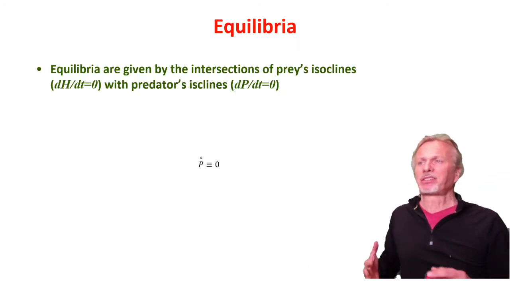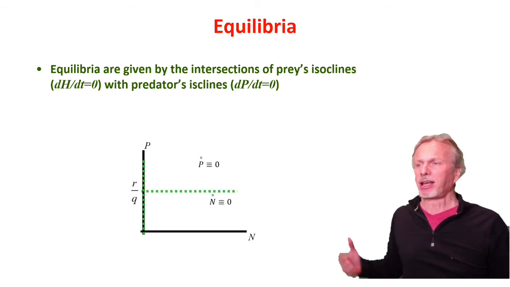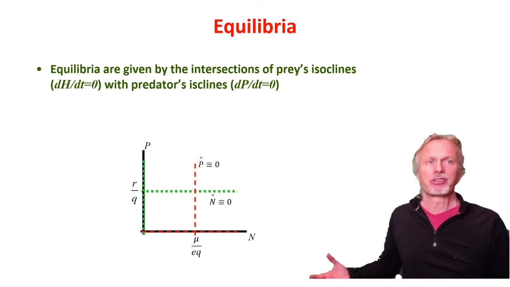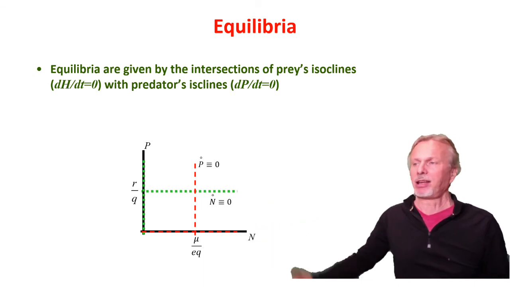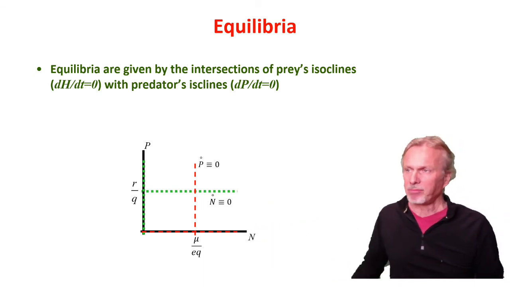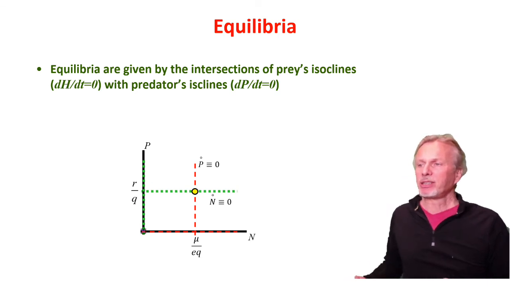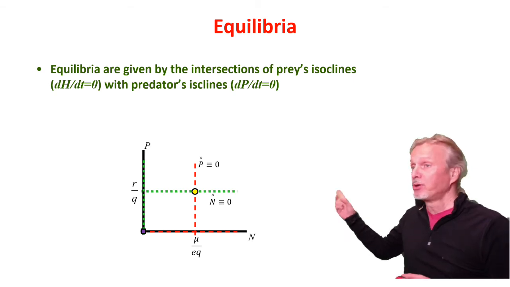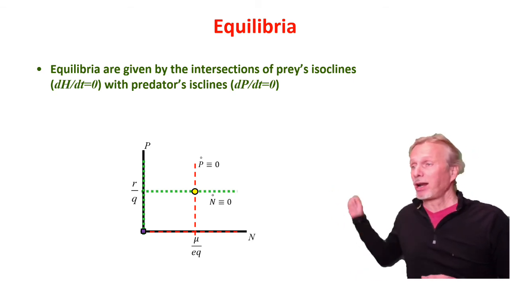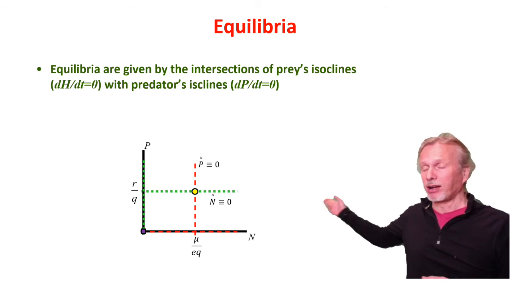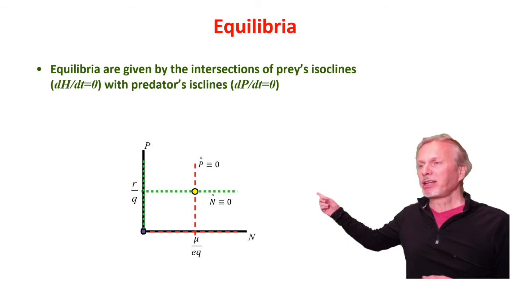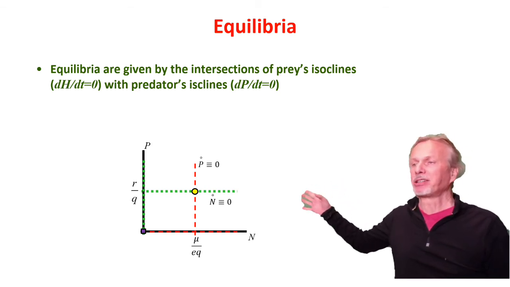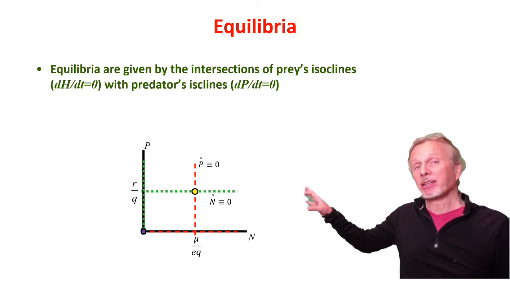Equilibria are given by the intersections of the prey isocline with the predator isocline, as you can see here. And so let me just draw them all here. We plot the green isocline of the prey along with the red isocline of the predator. And we see that indeed there are two intersections in this specific case. One is the trivial one, 0 prey, 0 predator, which is okay, and the other one is when N is equal to mu divided by eq, and when P is equal to r divided by q. So this would be a coexistence equilibrium.